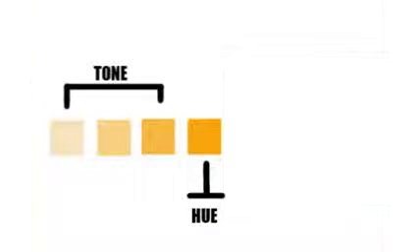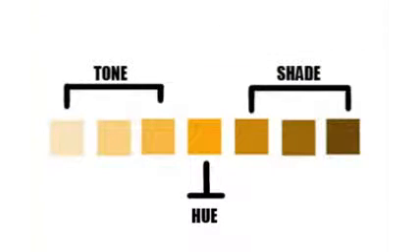Now by mixing white with a hue, you get what's called a tone. And by mixing black with a hue, you get what's called a shade. Doing this affects your values. So how do we change our saturation? We already talked about how to make different hues, and we just talked about how to change your value. So how do we mess with saturation?